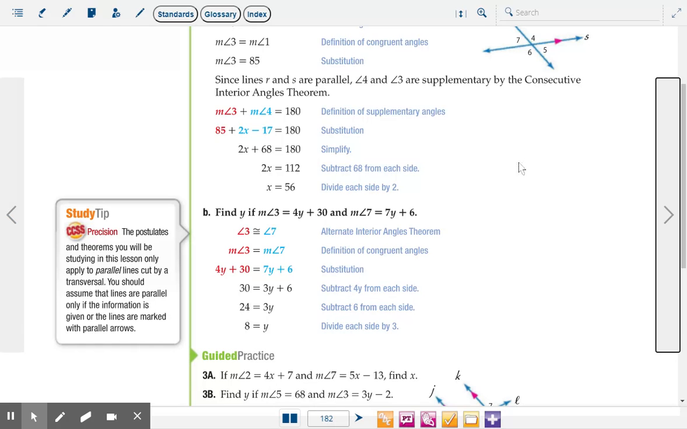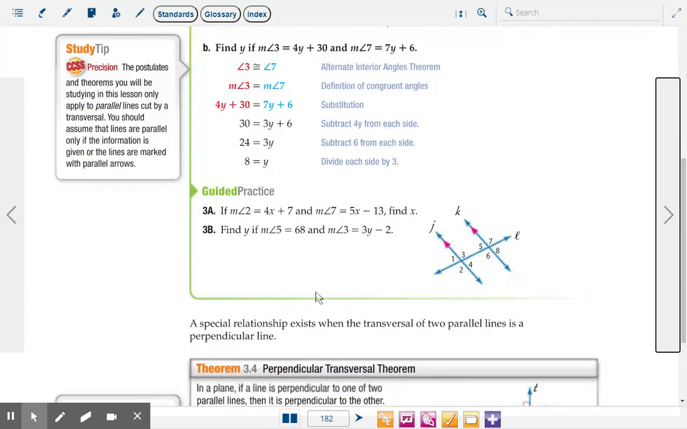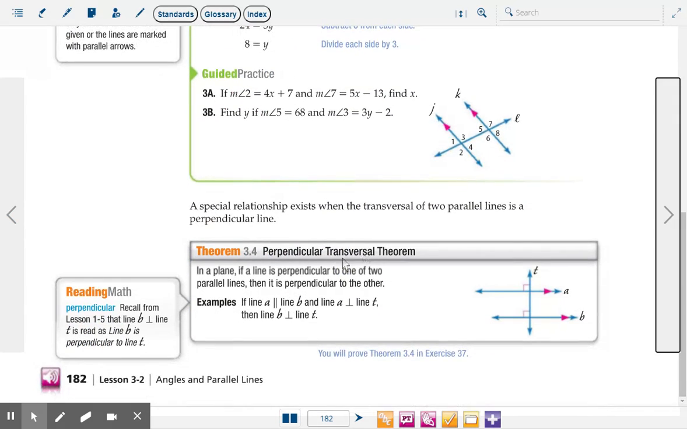Okay, so the key is you have to know how to set up your equation. Are you going to add the two together to get 180 and solve for your variable? Or are you going to set them equal to each other because they're congruent and solve for your variable? All right, we're not going to do that one because I want to get to this.